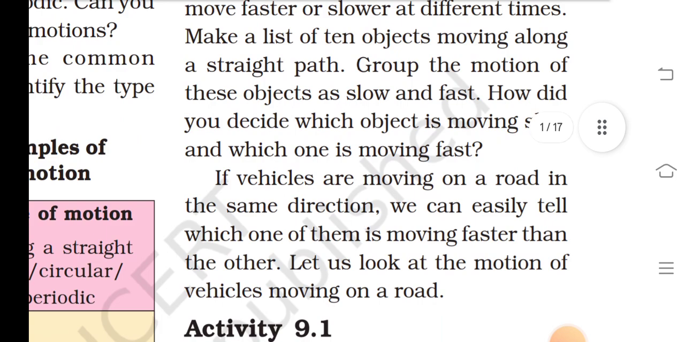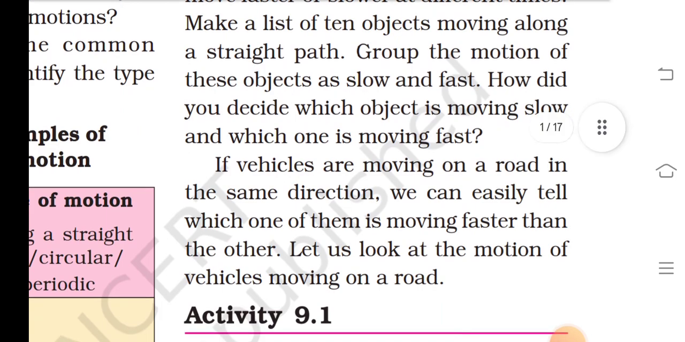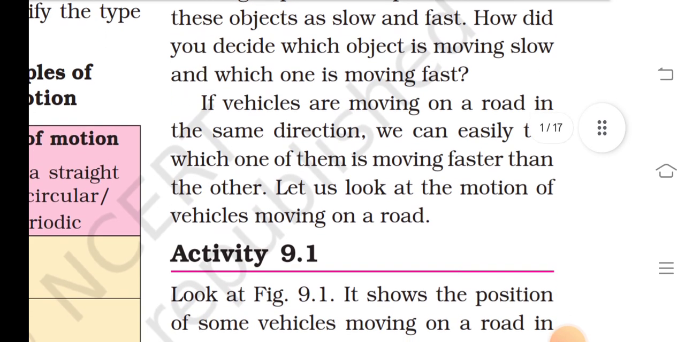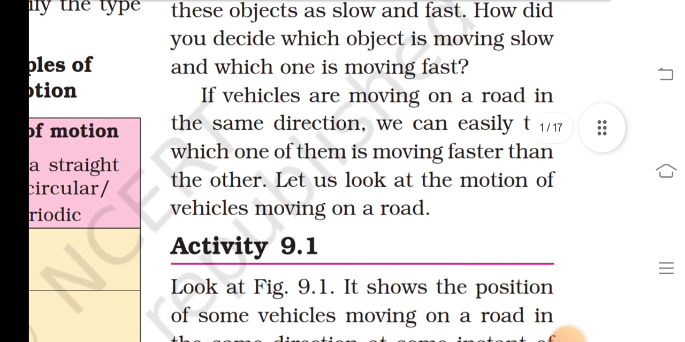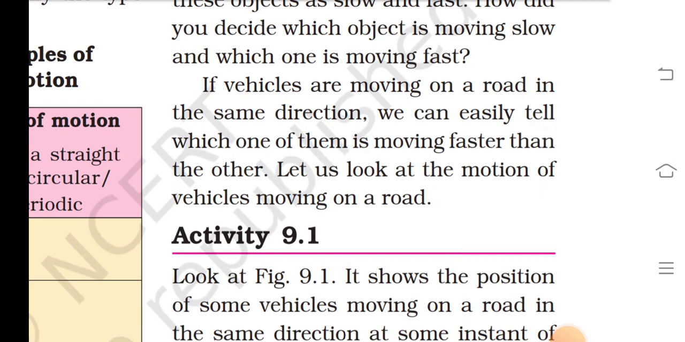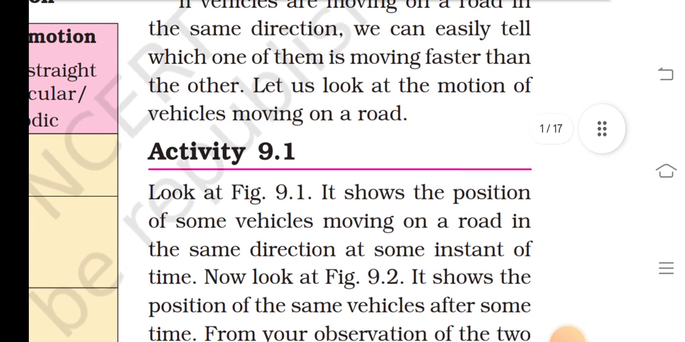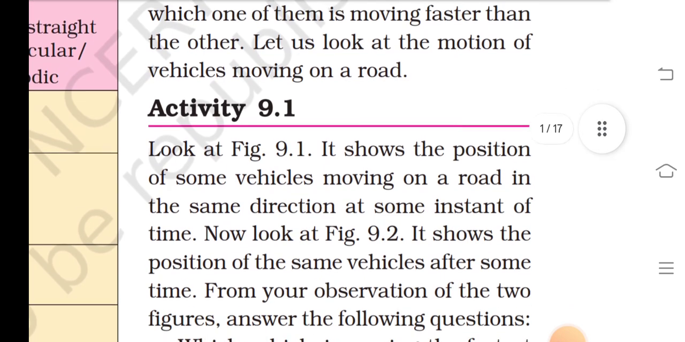Make a list of 10 objects moving along a straight path. Group the motions of these objects as slow and fast. How did you decide which object is moving slow and which one is moving fast? If bicycles are moving on a road in the same direction, we can easily tell which one of them is moving faster than the other.